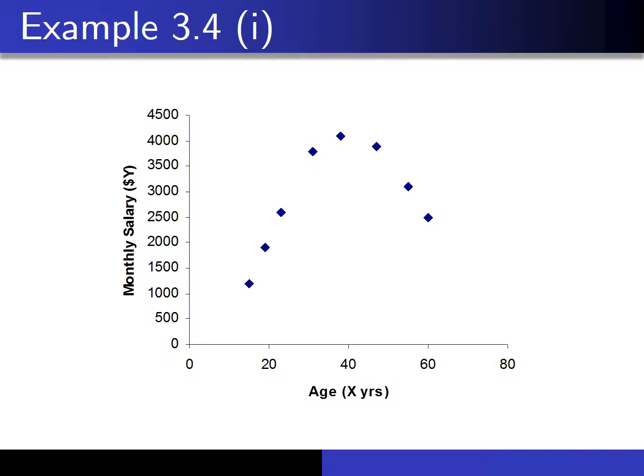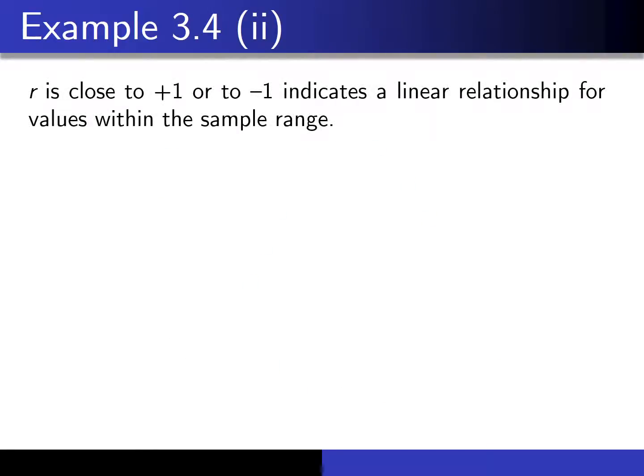For Part 1, a possible sketch satisfying the question requirement is as shown on the screen. For this particular sketch, note that R is close to 0, but there exists an obvious relationship, possibly a quadratic one, between the variables. For Part 2, R close to 1 or to -1 indicates a linear relationship for values within the sample range.